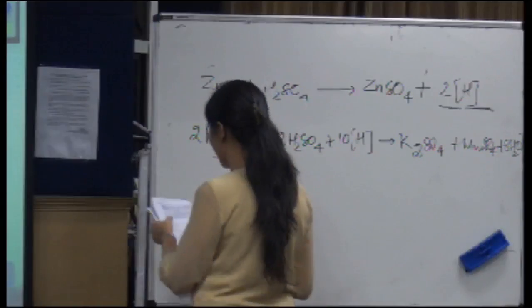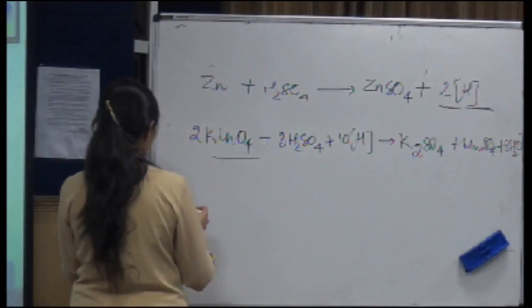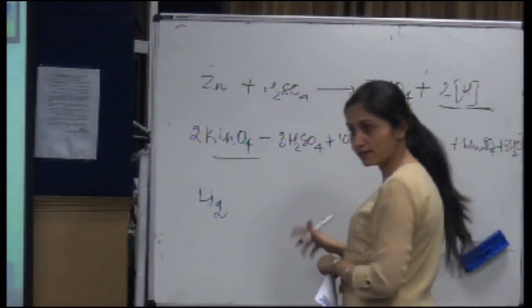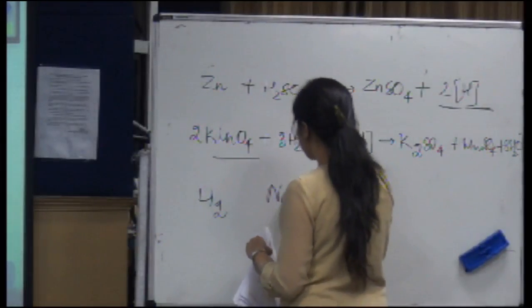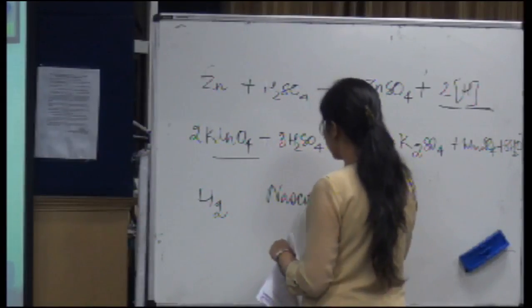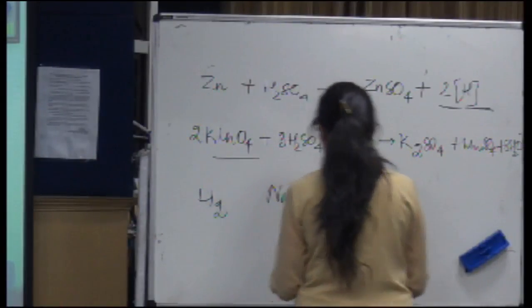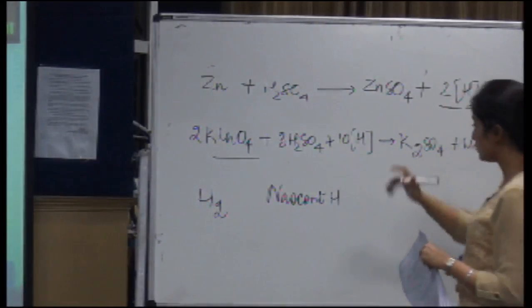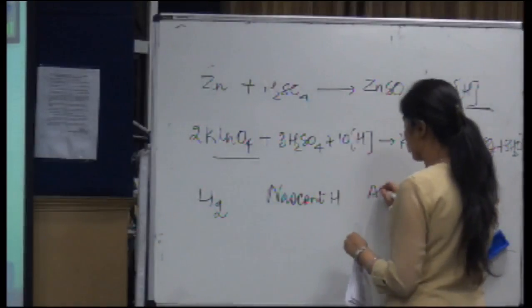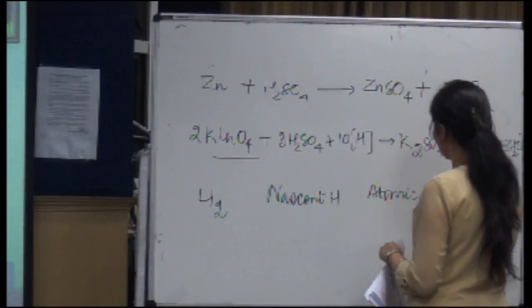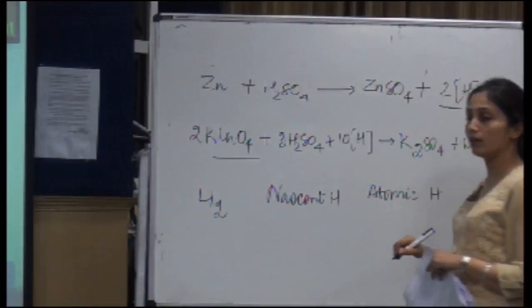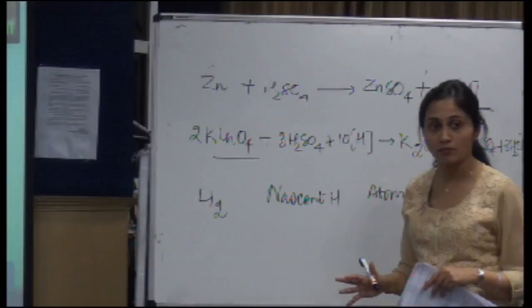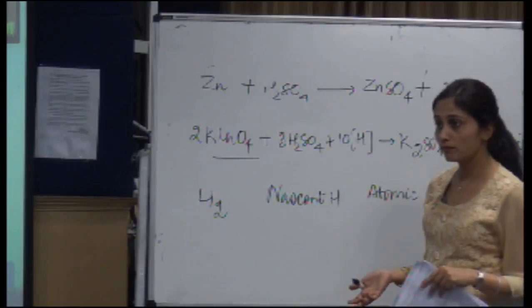Okay, so now we talk about the reactivity order of the hydrogens. Now we have talked about atomic hydrogen, we have talked about molecular hydrogen, that's H2. We've talked about nascent hydrogen. Nascent hydrogen is like your H, which shows that this is a little unstable, and then you have your atomic hydrogen. Out of all these, you have to arrange them according to their reactivity order. Which will be the most reactive, which has the shortest lifetime? Which is the shortest lifetime? Nascent hydrogen.